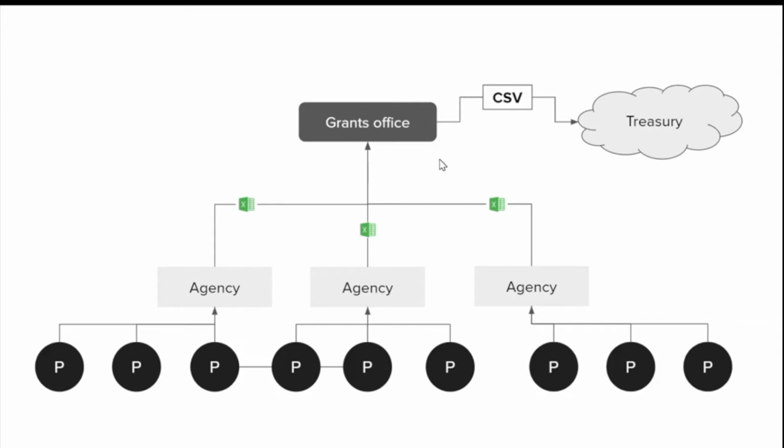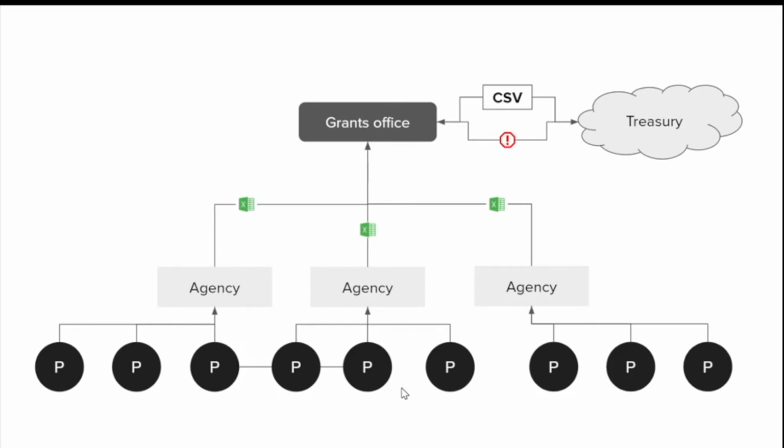Now, let's say that there is a typo somewhere or someone summed something incorrectly through this process. After you do all that aggregation and uploading to Treasury, Treasury will kick it back to the grants office with a single error. And the person in charge of this process in the grants office has to go all the way back down the stack to try to figure out which agency and which program this error originated from.